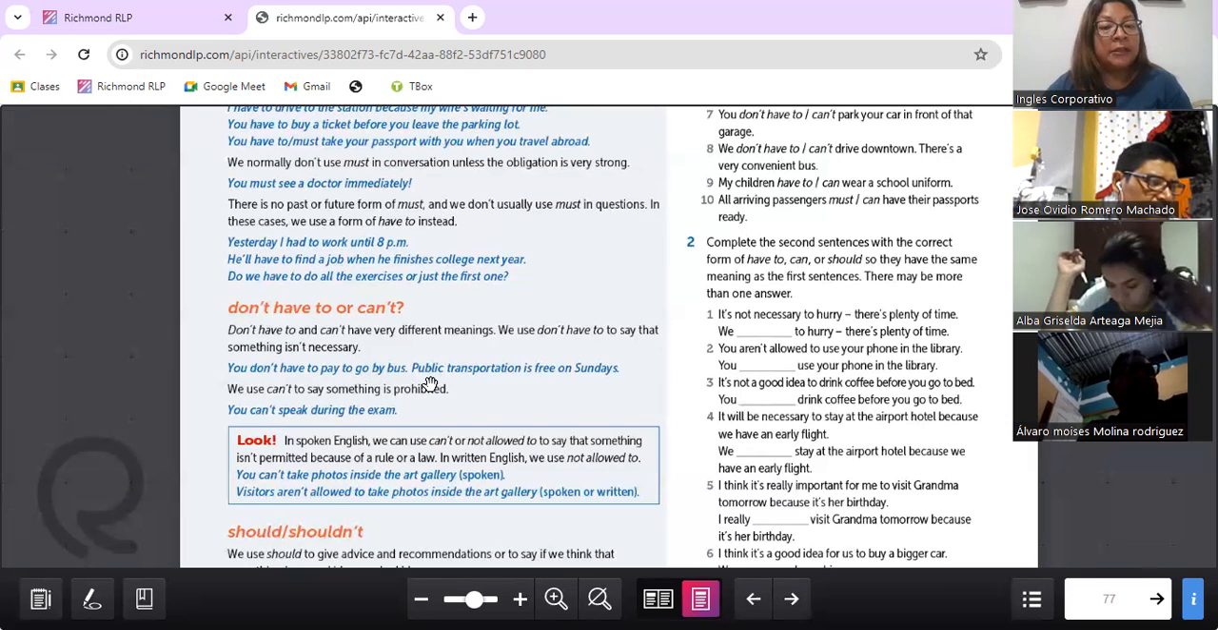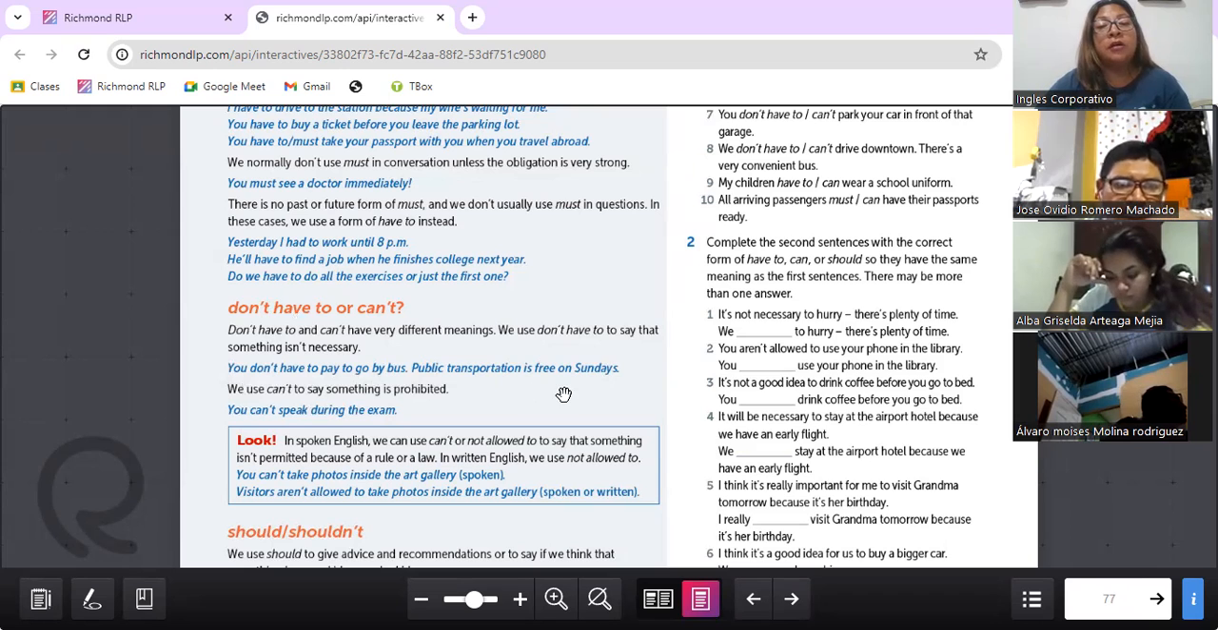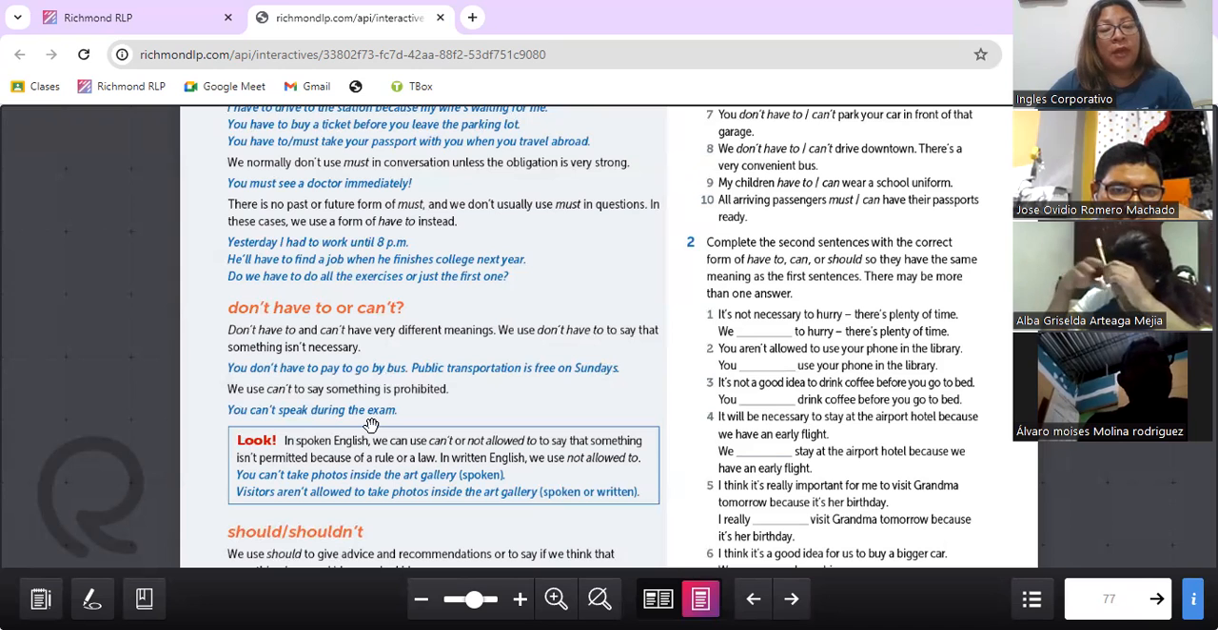Algo que por ley está prohibido. Si hay un rótulo que no se puede hacer, si está por escrito que no se puede hacer, ok, prohibitions. Si es una regla, a rule. Okay, and we have here the examples. You don't have to pay to go by bus. Public transportation is free on Sundays. Okay, you don't have to. It's not needed. No es necesario. You can't speak during the exam. Okay, that's a rule, a prohibition.